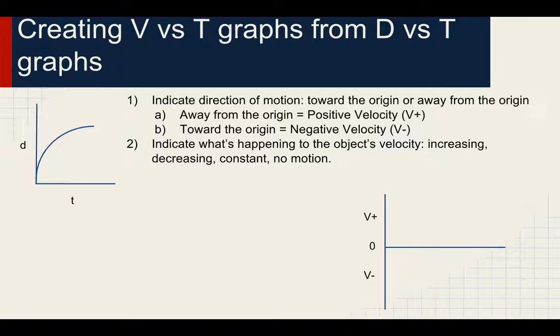Indicate what's happening to velocity. Is it increasing, decreasing, constant, or no motion? Remember, for the increasing and decreasing, pay attention to the more vertical parts of the curve and the more horizontal. More vertical means fast, more horizontal means slow.